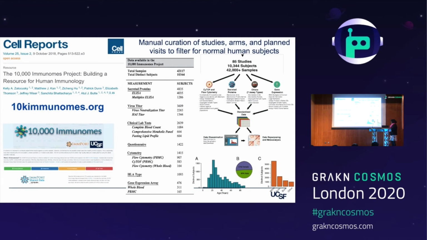Here is the breakdown by age. We have a pretty big range of age here, and the distribution is by race, gender, and age. These are different types of measurements and the number of subjects. Again, these are all resources that we built from open access studies. Here is the website you can go to, 10,000 Immunomes.